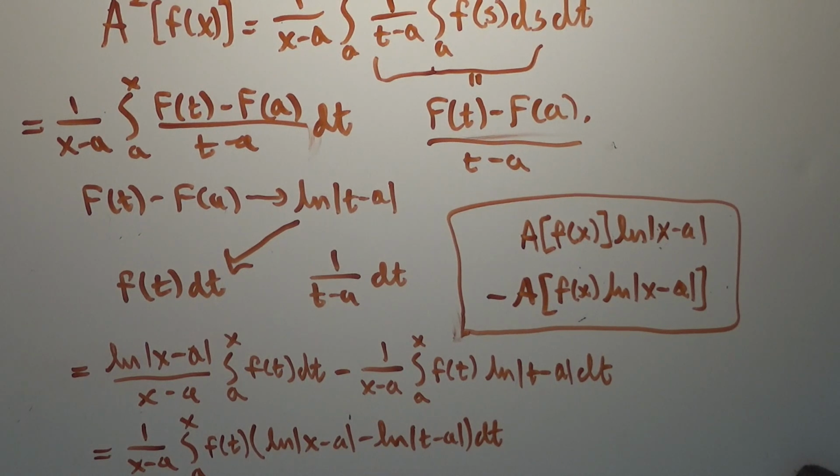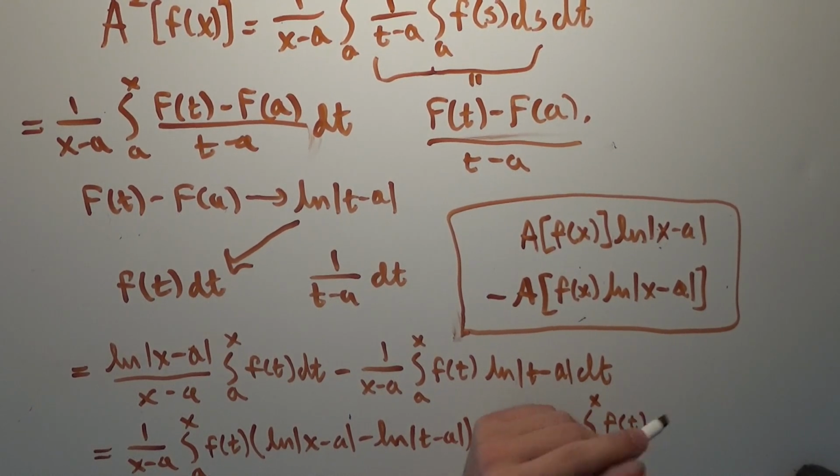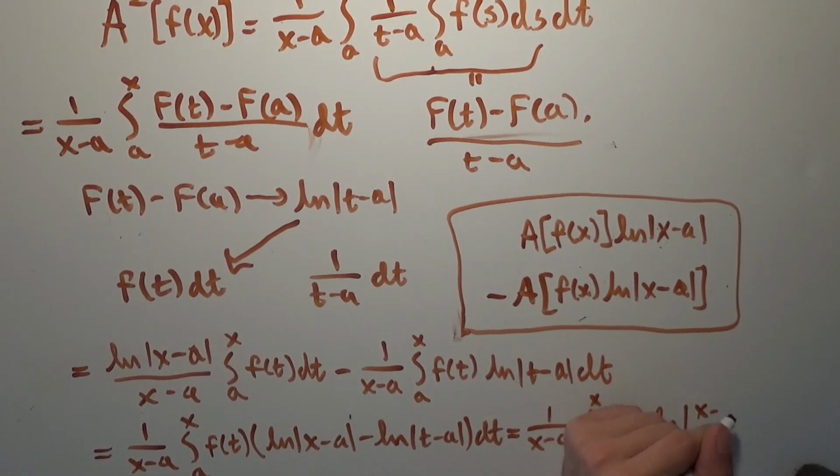Now, I can combine these using log rules, and I'm going to get log of this divided by this. But the absolute value of something divided by the absolute value of something is just the absolute value of the quotient of the two things, so this is the same thing as 1 over x minus a times the integral from a to x of f of t times the natural logarithm of the absolute value of x minus a divided by t minus a dt.